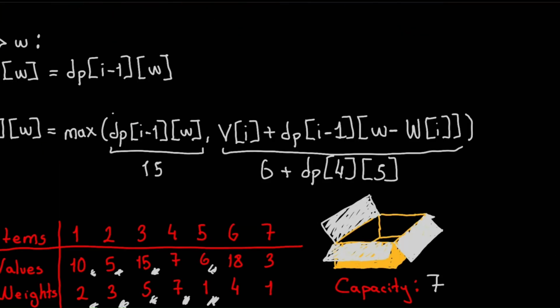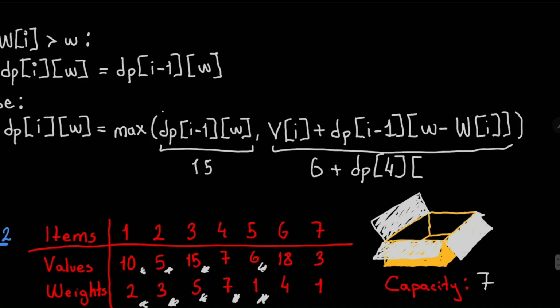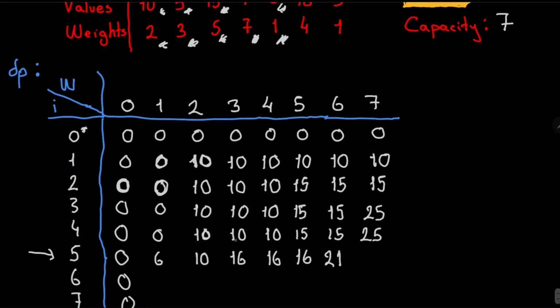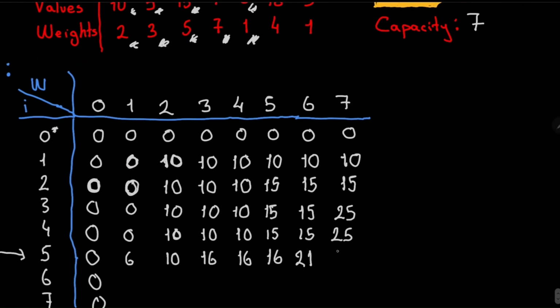What about when the current capacity is 7? So in this case, the previous row is 25. And 7 minus 1 is 6. So dp[4] of 6, 15 again. 21. So we are not taking. We are directly writing 25.